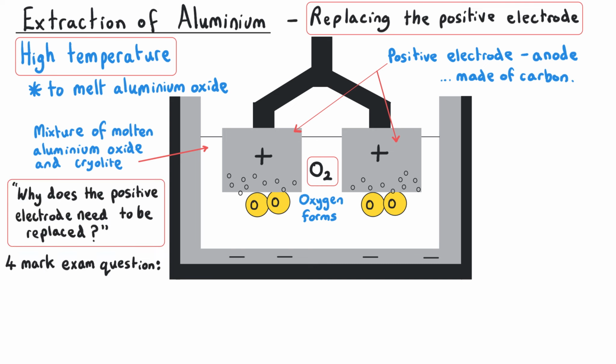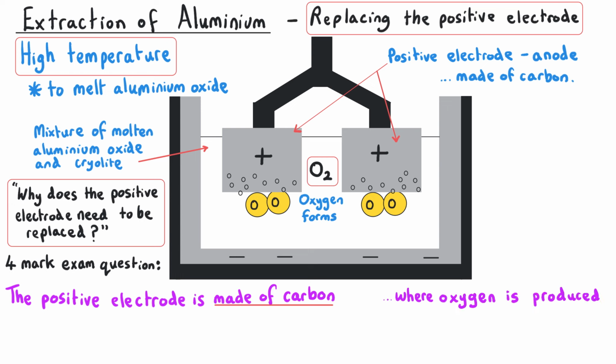This could in fact be the subject of an extended response exam question worth as many as 4 marks. And the question might ask you to explain why the positive electrode, or why the anode, needs to be replaced. And to get those 4 marks, you need to say each of these things. Firstly, the positive electrode is made of carbon. That gets us 1 mark. And at this positive electrode, we are producing the gas oxygen.